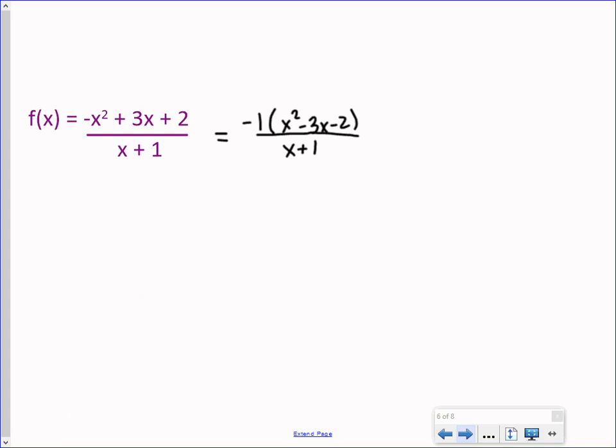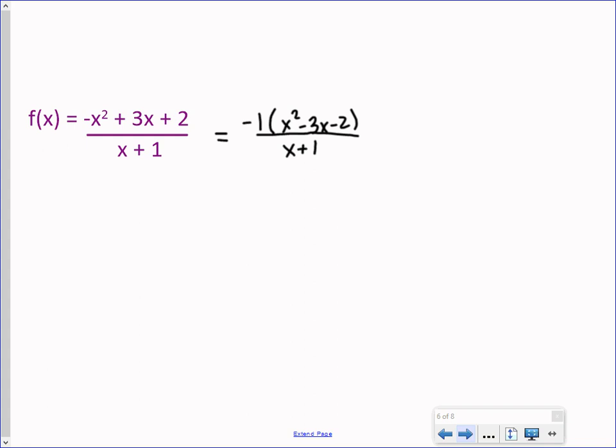I think it's a lot easier to determine if I can factor positive x squared minus 3x minus 2. Do I have factors of negative 2 that add to make negative 3? No, because if they multiply to make negative 2, one is positive and one is negative, and so they would either add to make 1 or negative 1. So that quadratic does not factor, which means I can't cross anything out. That just means there's not a hole.